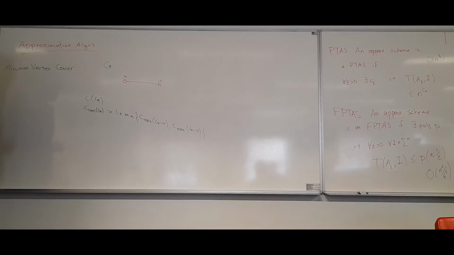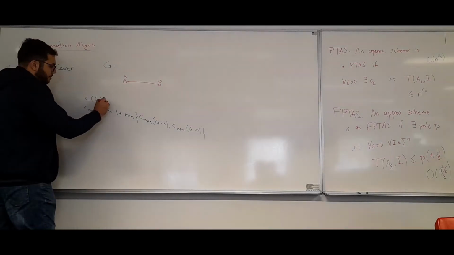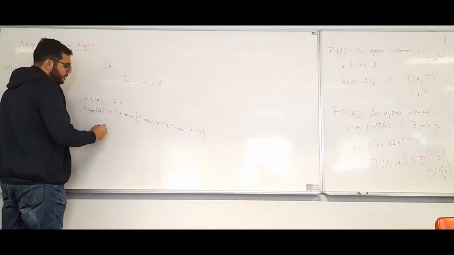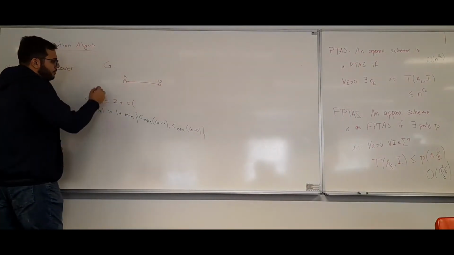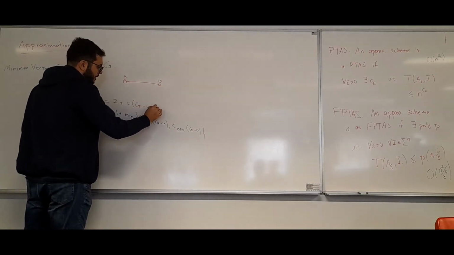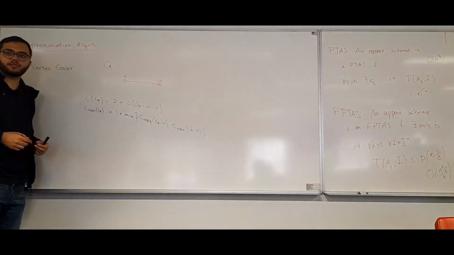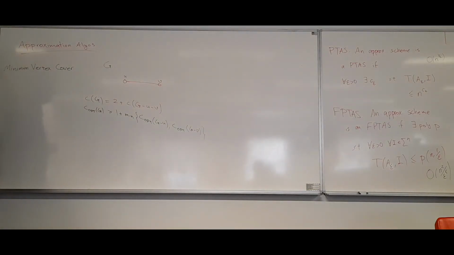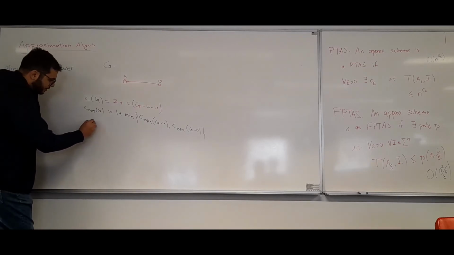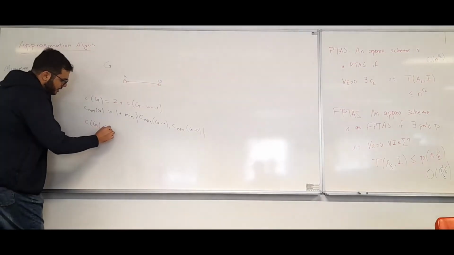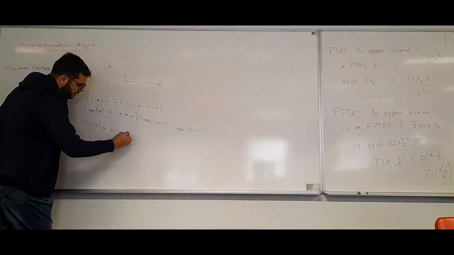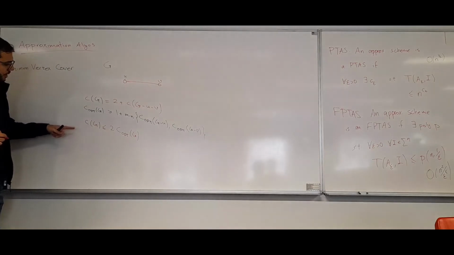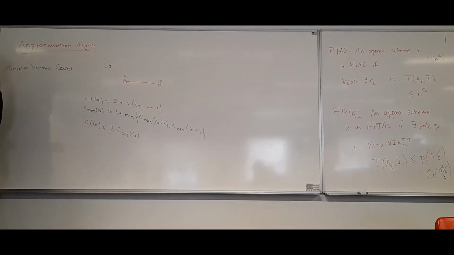What do I know about my own solution? I just know that my cost is basically 2 plus the cost of G minus U minus V. So I'm just removing both of them. Now I want to do induction on the size of the graph G and show that I always have C of G less than or equal to 2 C opt of G. This is what I want to prove inductively on the size of G. I already told you about the base case, that's trivial.